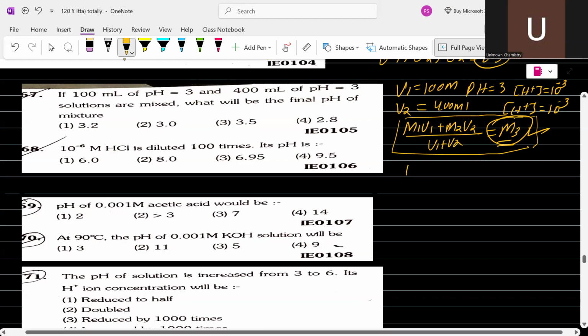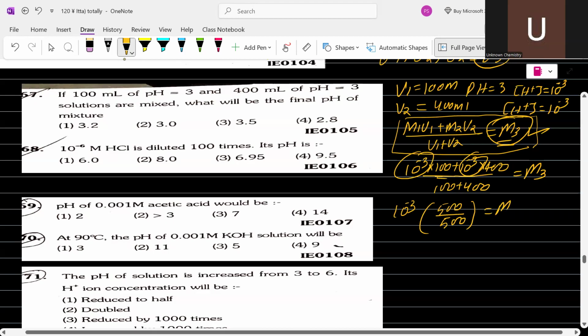Molar concentration 10 raised to power minus 3 into V1, V1 is 100, plus M2, 10 raised to power minus 3 into 400, divided by V1 plus V2. V1 is 100 ml, V2 is 400 ml. This is M3. You can take 10 raised to power minus 3 common. So 10 raised to power minus 3 will become common. Here 100 plus 400 will become 500, 500 divided by 500 equal to M3.